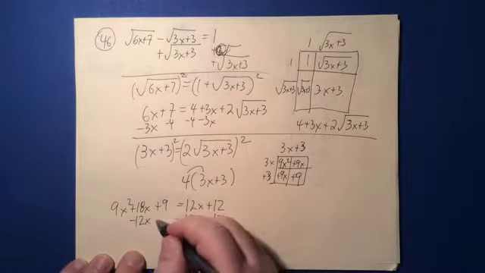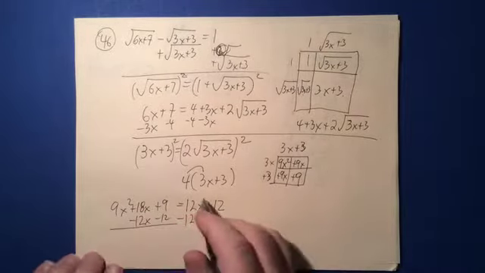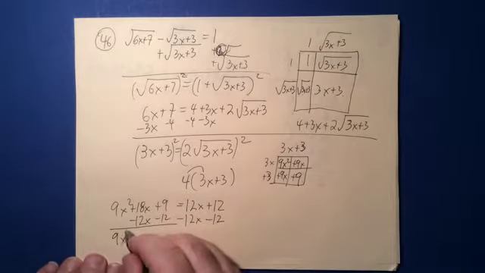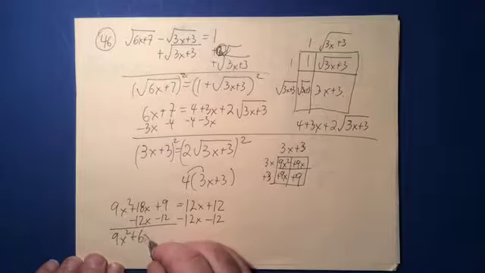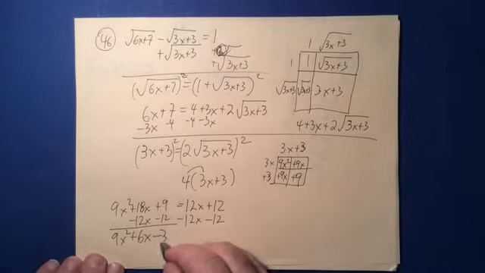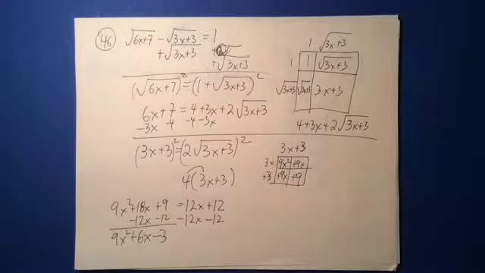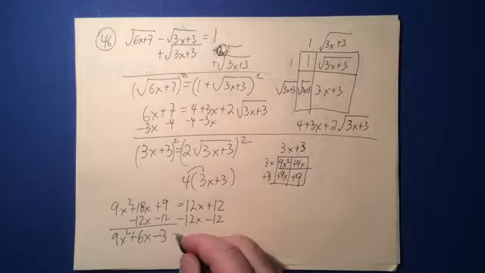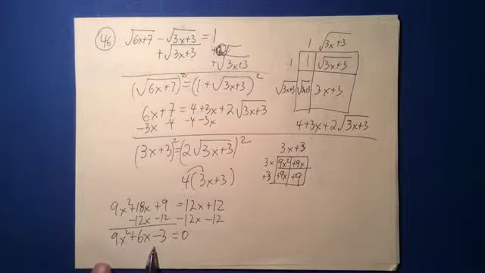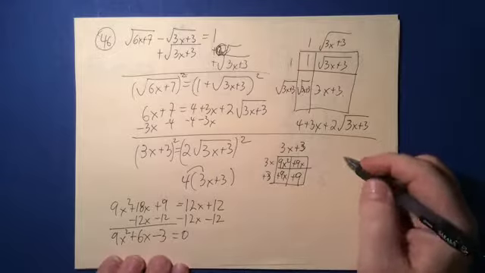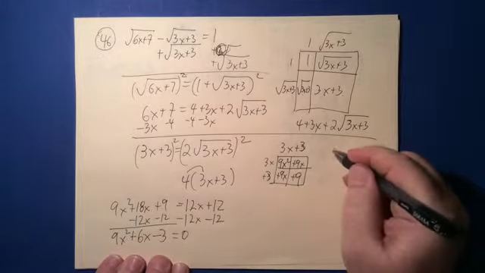And I'm going to subtract 12. So this is going to give me 9x squared plus 6x minus 3. So looking at this, we realize, ooh, this is not going to be a real pretty quadratic equation. We're going to set it equal to 0. Now we need to solve this. So to solve this now, first let's just move this over here.